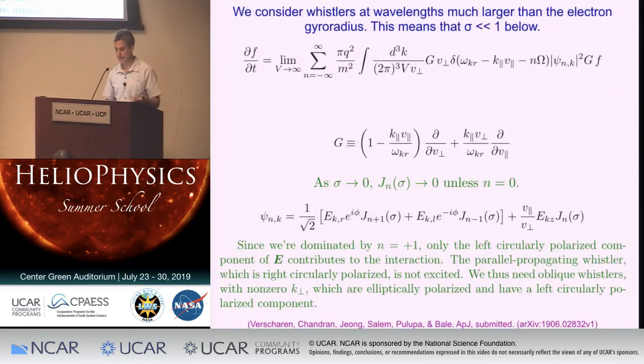But for oblique waves you could. All right, now, since we're dominated by n equal plus one, this is kind of like the ion cyclotron damping case. The only resonance that's going to work at small k perp rho is the one with the left circularly polarized component of the electric field.